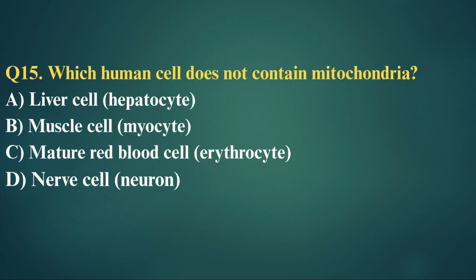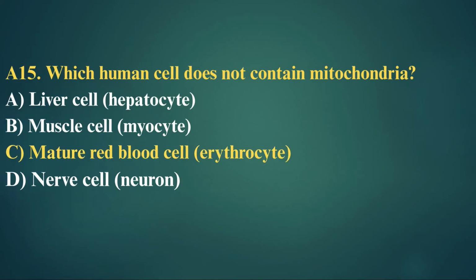Question 15. Which human cell does not contain mitochondria? A. Liver cell, hepatocyte. B. Muscle cell, myocyte. C. Mature red blood cell, erythrocyte. D. Nerve cell, neuron. Answer is option C. Mature red blood cell, erythrocyte.